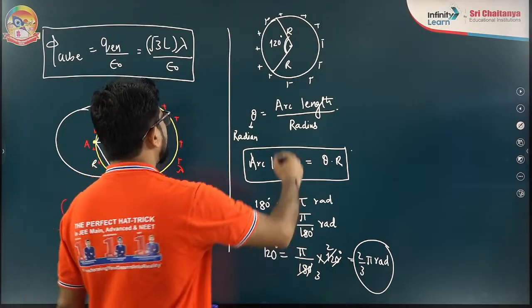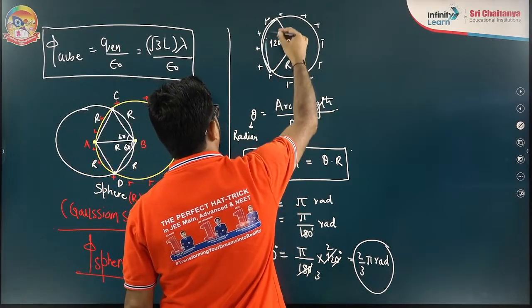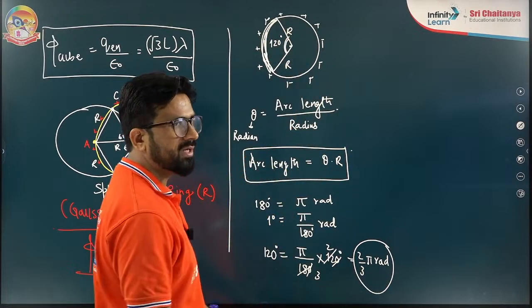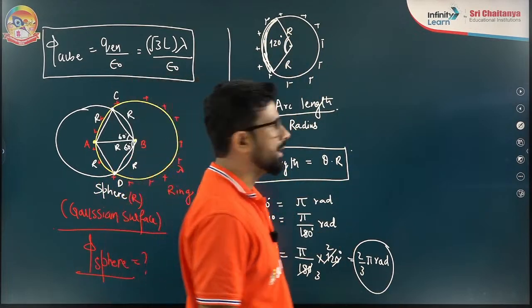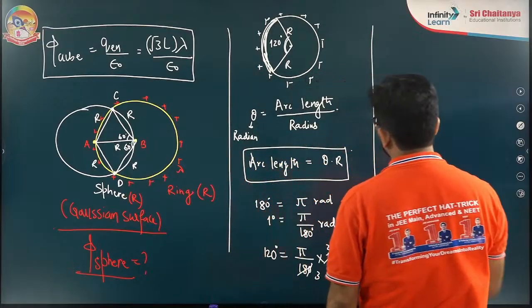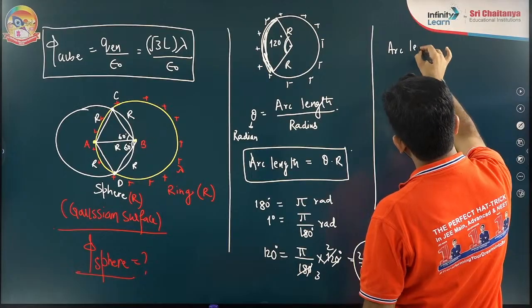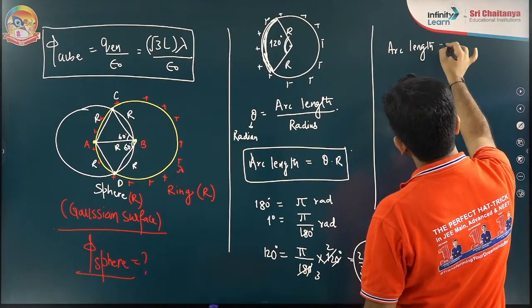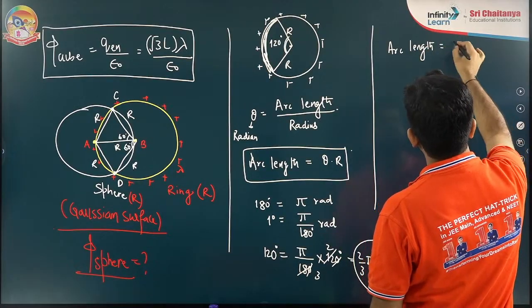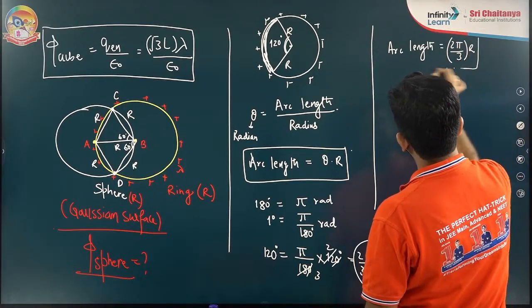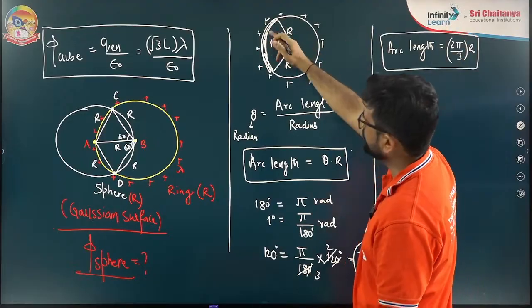If you are taking this portion, this portion's angle is clear to you: 2 pi by 3. Now you can calculate the arc length. Arc length is nothing else but theta into r. Theta is 2 pi by 3, and the radius is r. This is the arc length. That means this length now you know.